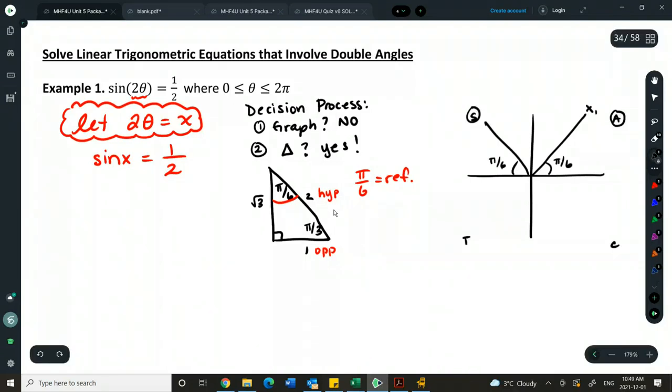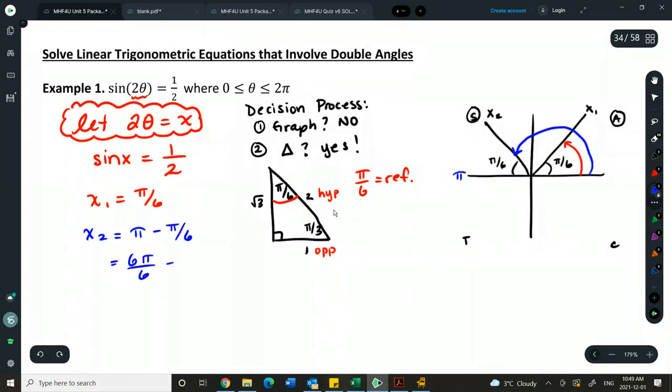So what's my first x? It's just pi over 6, right? It's just this rotation right here. So x1 equals pi over 6. How about x2? How do I calculate this one? I want this rotation right here. Pi minus the reference angle. So x2 will be pi minus pi over 6. Common denominator, and subtract. We get 5 pi over 6. And these are radians.